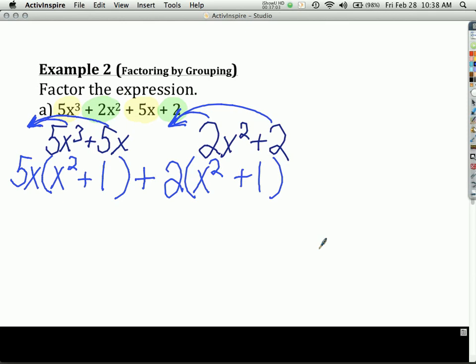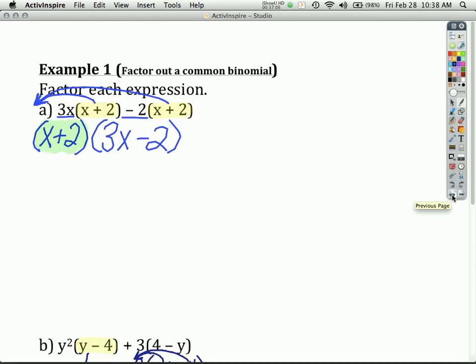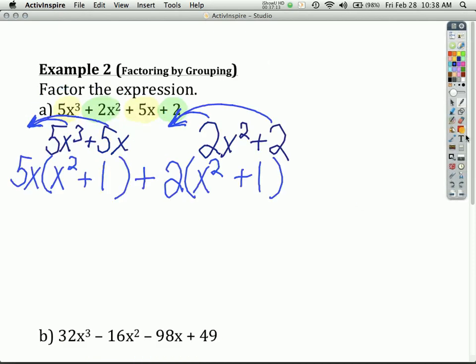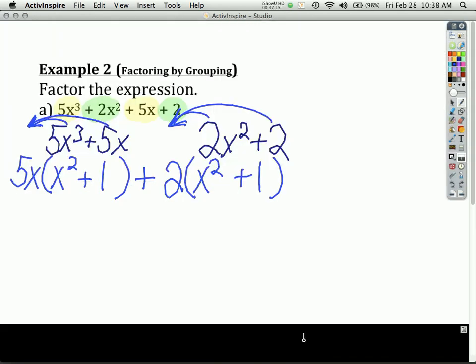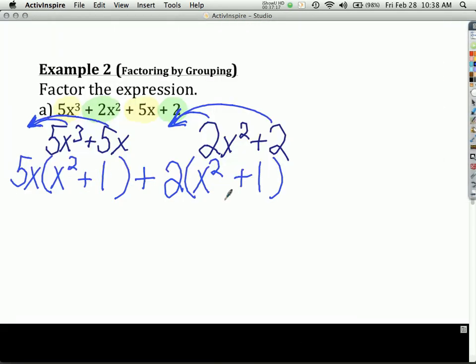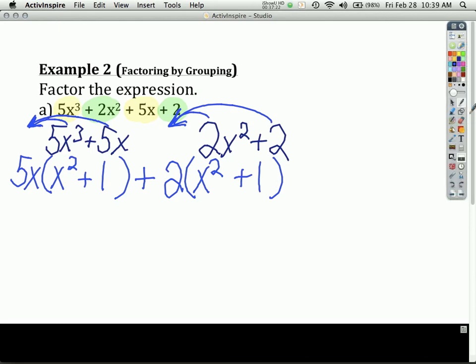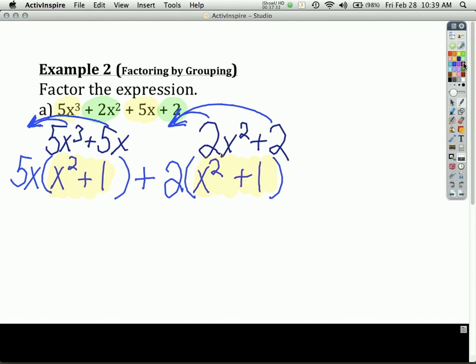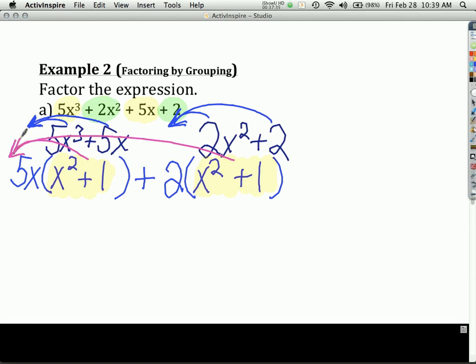Now watch, I'm going to go back to example 1. We had the common factor that was a binomial here and here, and we factored it out. Now we see that again. What is the common factor here that can be factored out now? Daniela? Very good. The x squared plus 1 is what shows up twice. So this is the common factor. And so now that is going to get brought to the left.